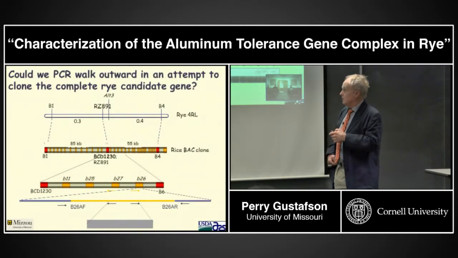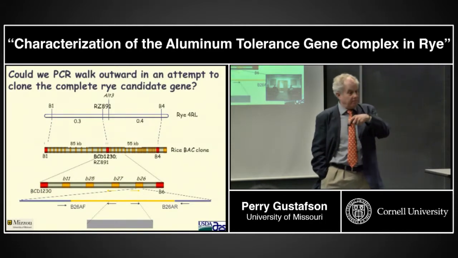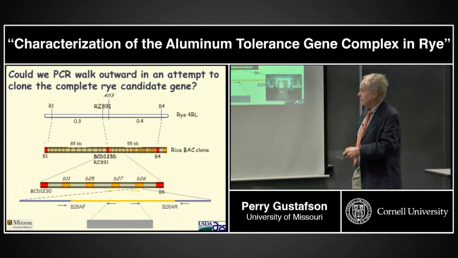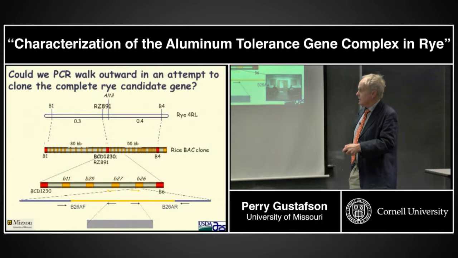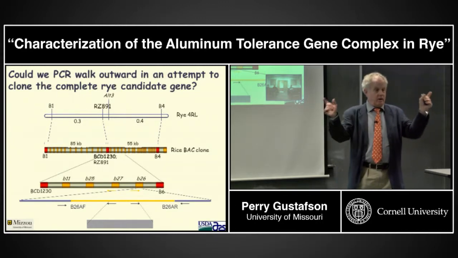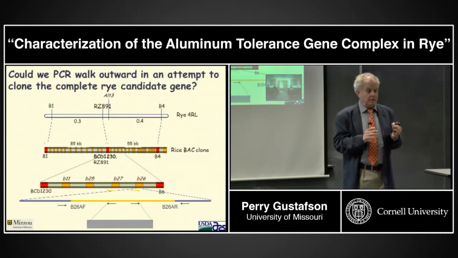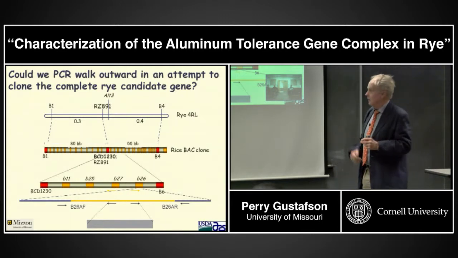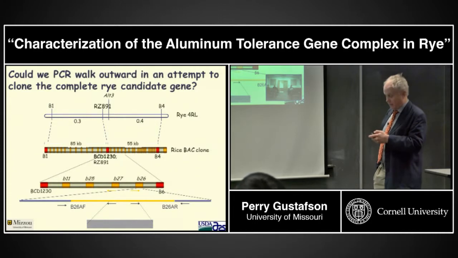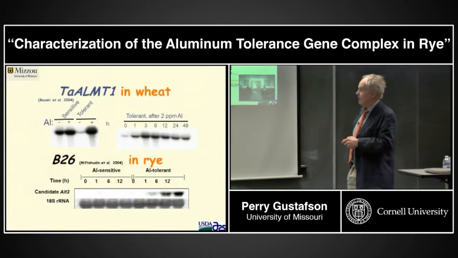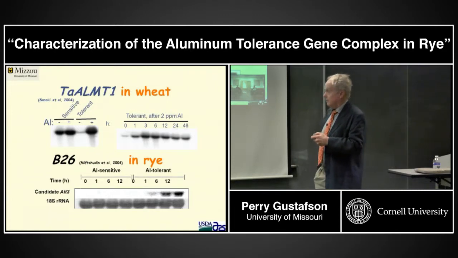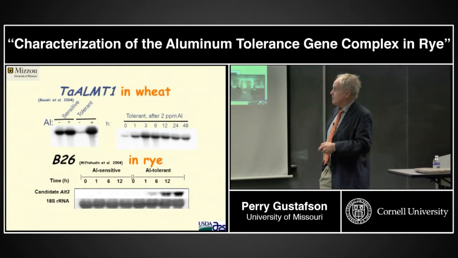About that, we tried to go in and do map-based cloning to get at this gene, made primers from outside the gene, and tried to walk our way back in, and after 3 years, map-based cloning just was not in our possibility. About that same time, Sasaki in Japan published in 2004 on the ALMT locus in wheat.